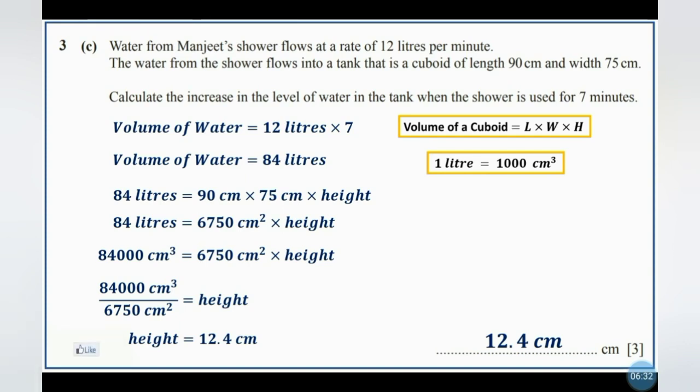So it's very important to take note of the units that you are using. Okay, let's move on.